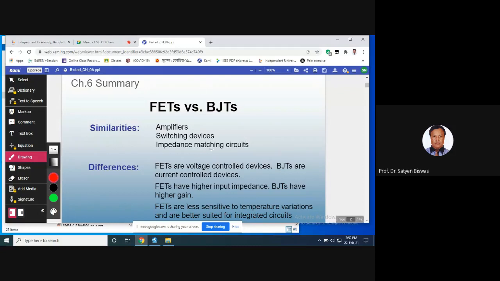Okay, first we say similarities. What are the similarities? Both are amplifiers. So what have we done with the BJT? BJT is an amplifier. That means the signal you apply at the input is amplified at the output. You have already done a lot of this. What was the input?